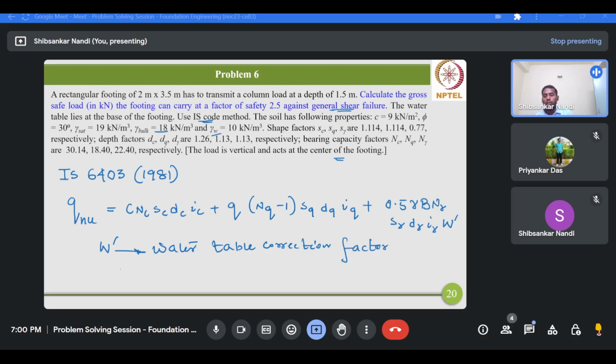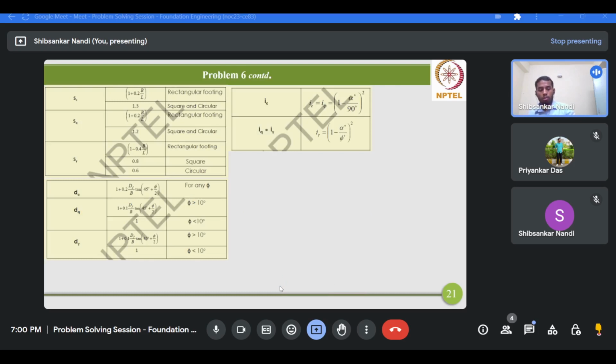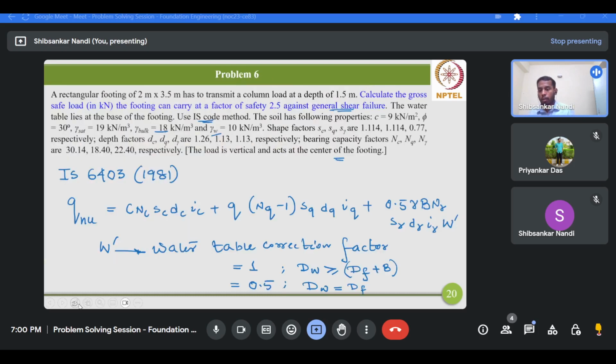Now what is the value for this W prime? It would be 1 if the dW value is greater than or equal to Df plus B, and it would be 0.5 if the dW value is equal to Df. Now what does it indicate? We'll quickly try to visualize the problem.